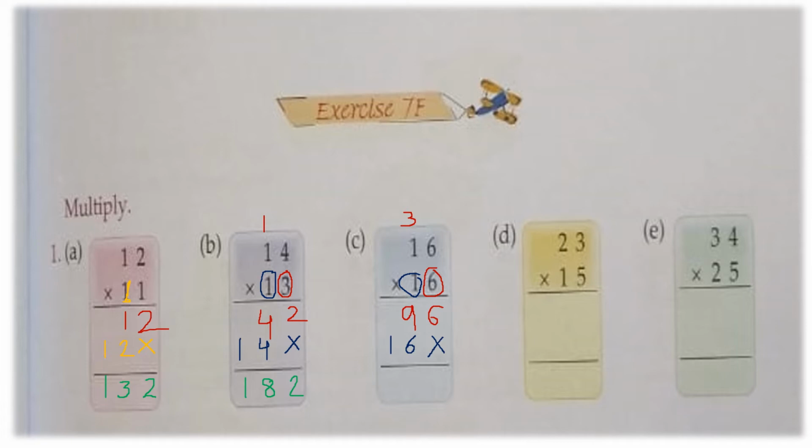Now there is no number below 6, so you will write 6 directly here on the ones part. Then 9 plus 6 is 15. 5 you will write down and 1 as carry. Now 1 plus 1 is 2. So your answer is 256.